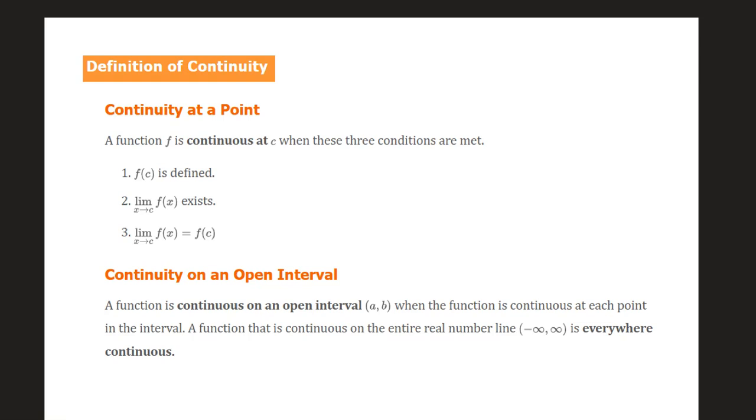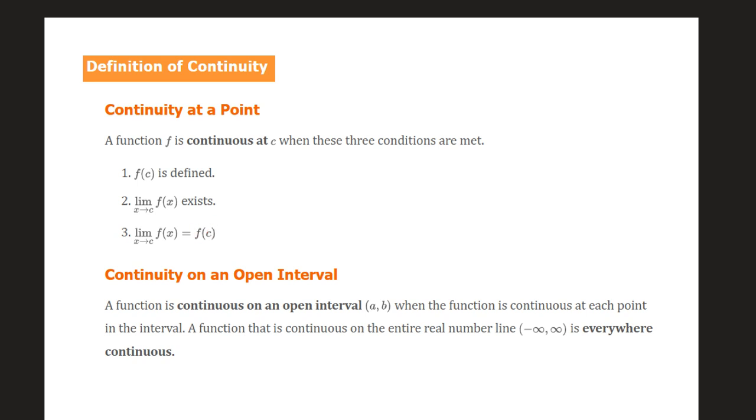In this video, we're going to start looking at continuity at a point. A function is continuous at a point c, and that's just some random value of x, when three conditions are met. The function value at that specific location is defined. The limit as you approach that number from left and right exists, and the limit as x approaches that number is equal to f of that number.